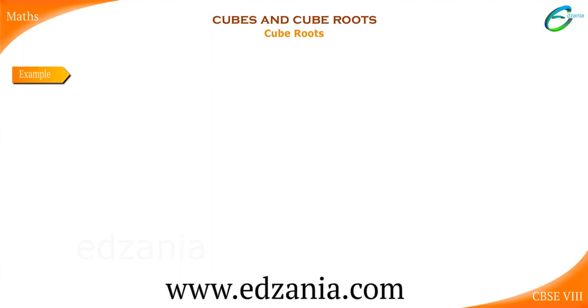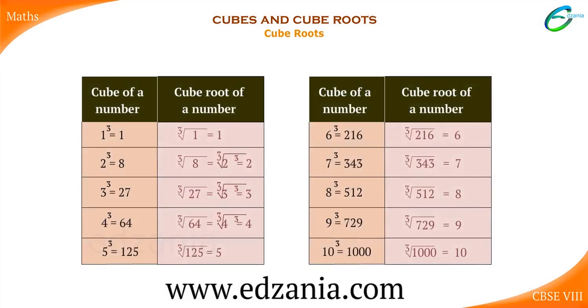Examples for some of the cube roots: cube root of 512 is equal to 8, cube root of 1728 is equal to 12. The values of cube roots from 1 to 1000.